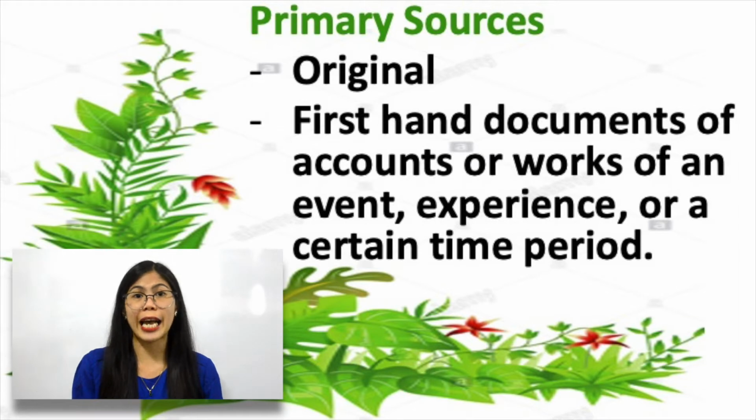They are the first-hand documents of accounts or words of an event, experience, or a certain time period. In other words, they represent original thinking, reports on discoveries, or events. These are the original source of information. Examples of primary sources are as follows.